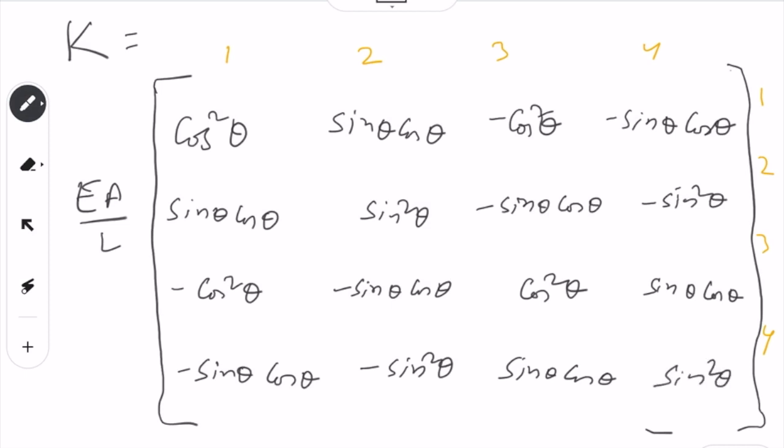And you are done. So we have found the stiffness matrix for the truss element, which will be 4 by 4. Okay, so that is all for today. In the next lecture video we will solve the truss problem.